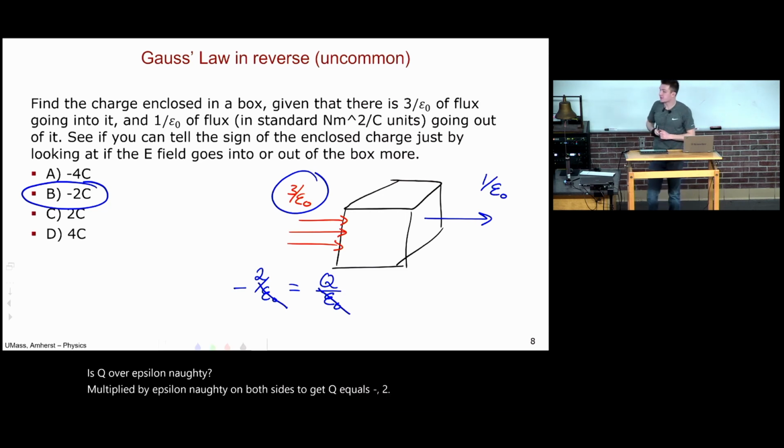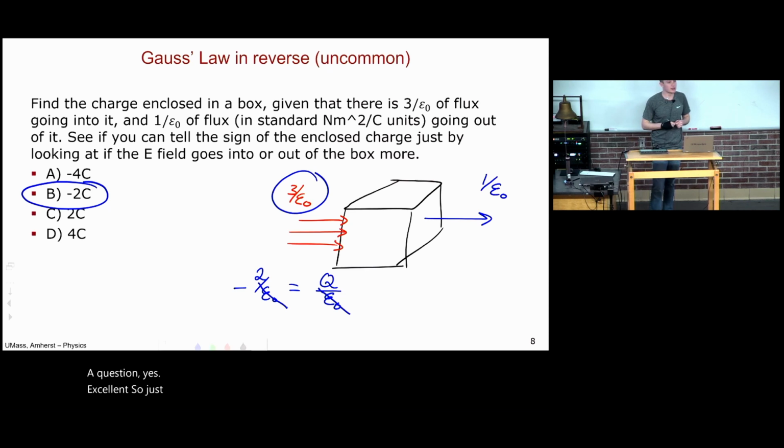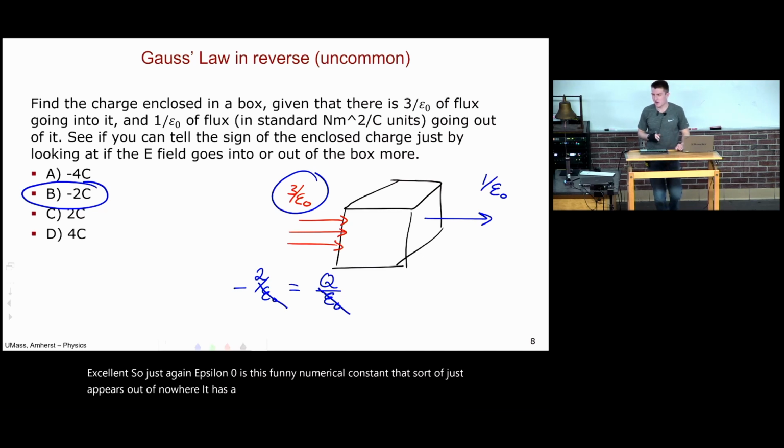A question? Yes? Oh, epsilon. So just again, epsilon 0 is this funny numerical constant that sort of just appears out of nowhere. It has a value 8.85 times 10 to the negative 12th. And it can also be rewritten as k is 1 over 4 pi epsilon 0. It's just a number, though.